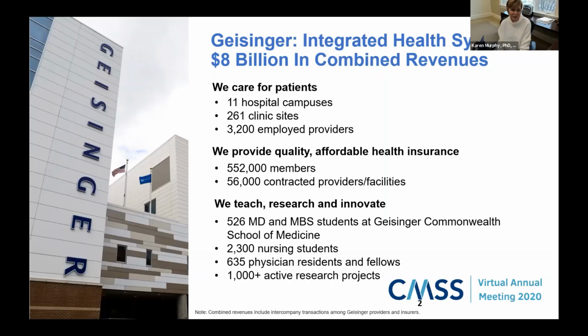So we have close to 500,000 members and 56,000 contracted providers and facilities across Pennsylvania. So both Geisinger and non-Geisinger providers in the health plan. And then we teach, research, and innovate. So you can see the number of medical school students that we have at our medical college. We have nursing students. We have a research portfolio, and then I lead the Steele Institute for Health Innovation.